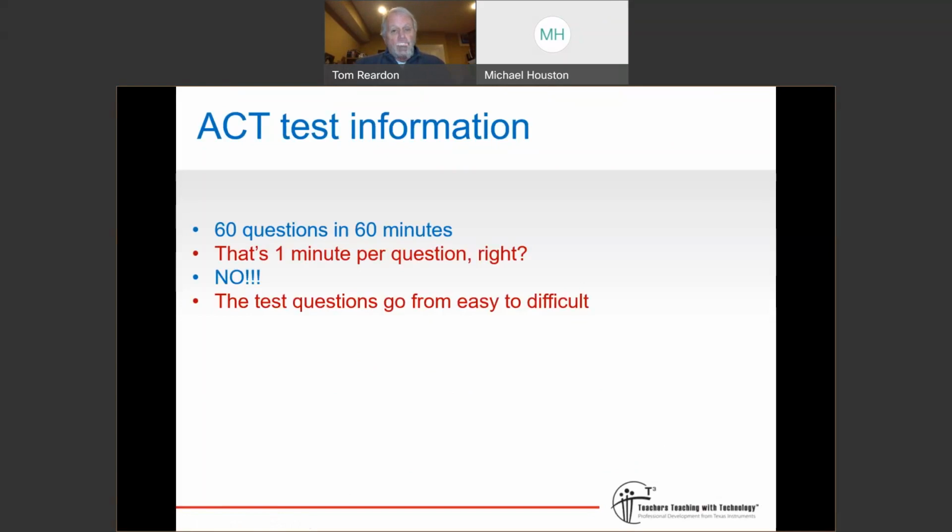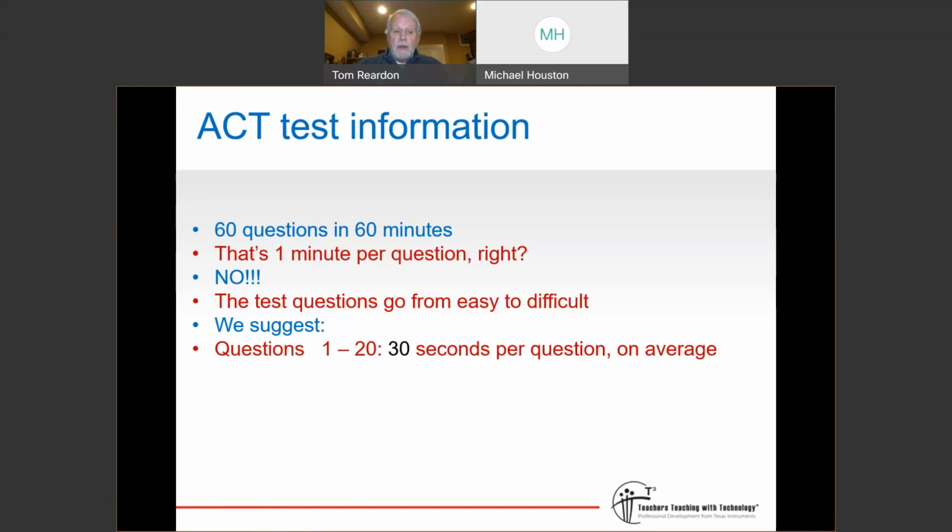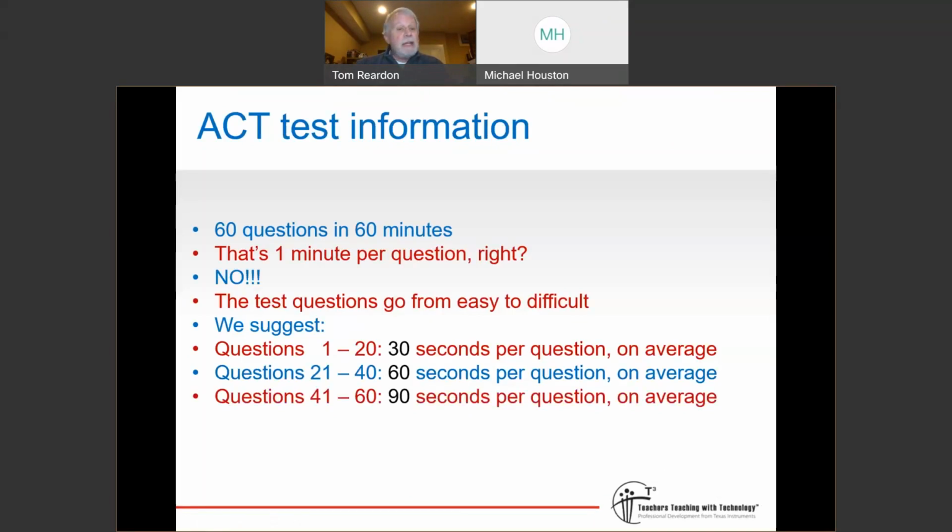The test questions go from easy to difficult. And so we suggest that the first third of the questions, you try to allot about 30 seconds per question on average. The middle third, about 60 seconds, and that gives you 90 seconds on the final third, which are usually more difficult. That's not a hard and fast rule, because you could have number 58 and get done in 30 seconds. That's fine, okay? But we're just saying on average. So 30, 60, 90 is the suggestion. And where have we seen that before?